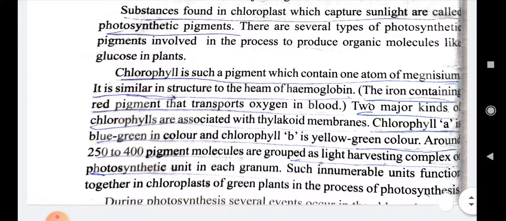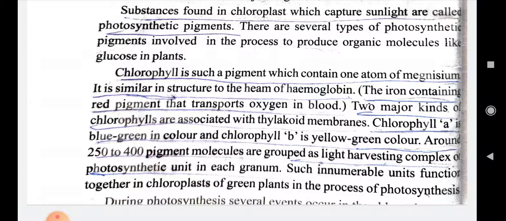Next, around 250 to 400 pigment molecules are grouped as a light harvesting complex. Pigment is nothing but a coloring agent. So around 250 to 400 pigment molecules are grouped together as one light harvesting complex. Each granum consists of one light harvesting complex. In that light harvesting complex, what is present? 250 to 400 pigment molecules are present. So in each granum there is one light harvesting complex, and in each light harvesting complex, again 250 to 400 pigment molecules are present.